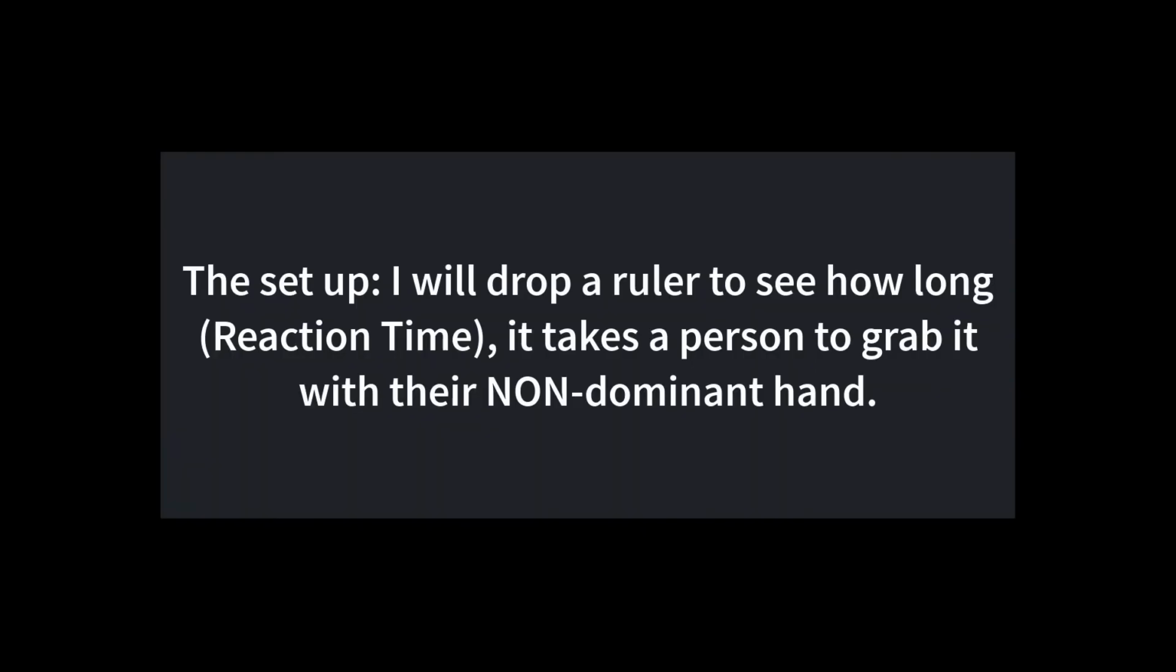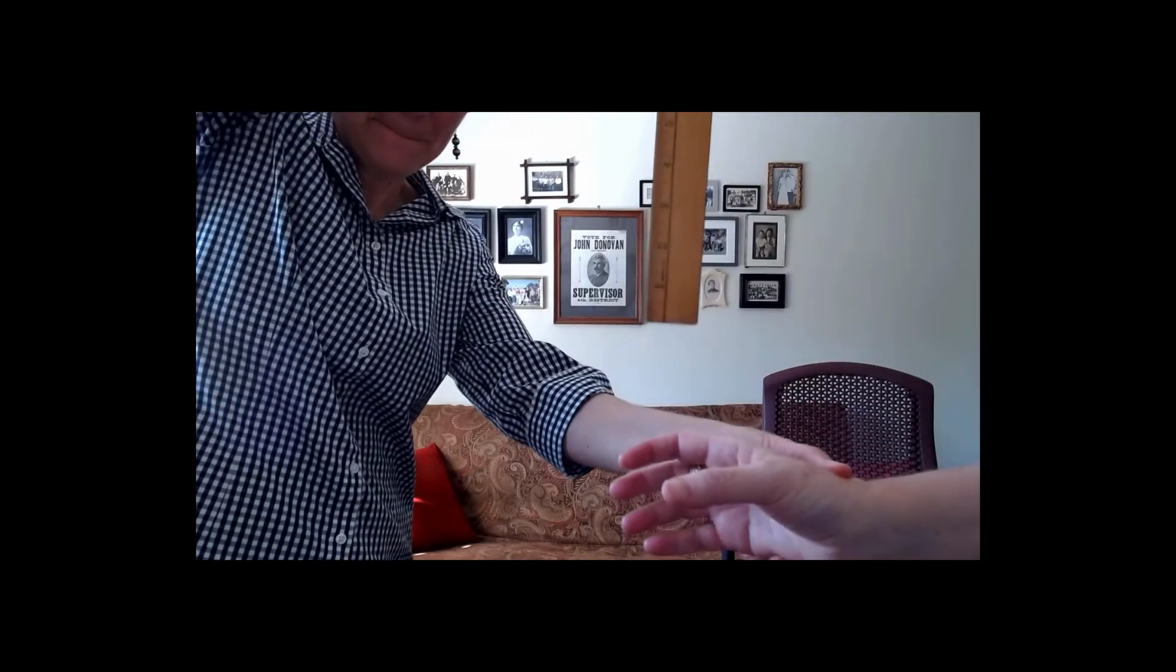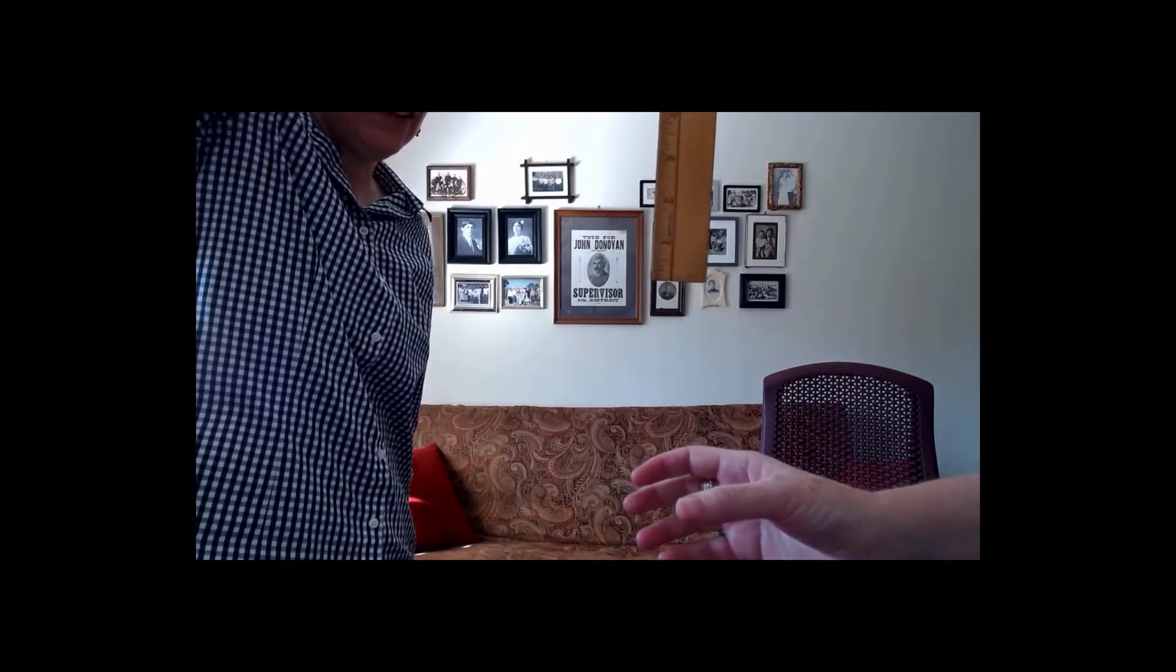First, I made a mistake. I said that the person we were testing was right-handed. We're working with a left-handed person. You can see here that they're using their right hand to try to grab the ruler when it drops. And when I let go, they are able to catch it when their hand is at about 12 inches. So the ruler fell a full foot before they were able to catch it.